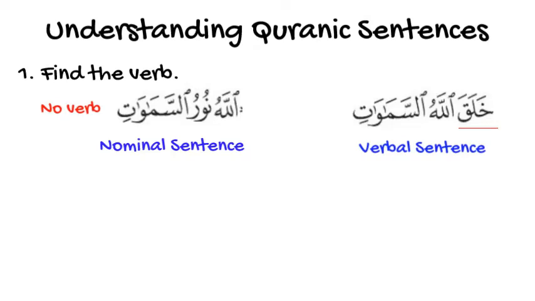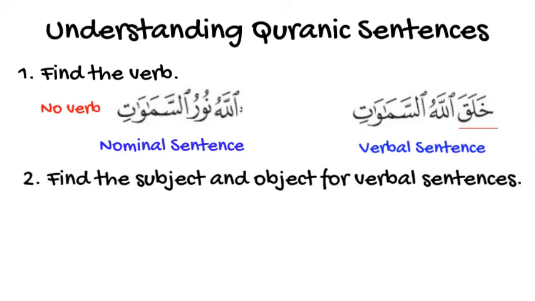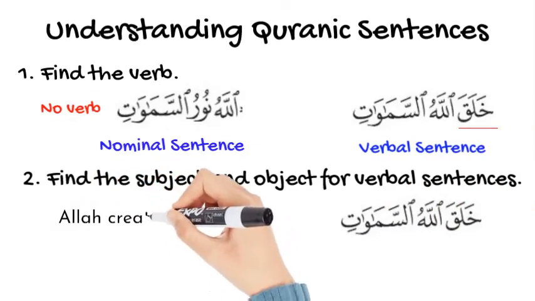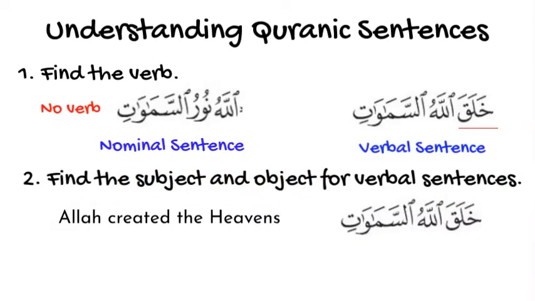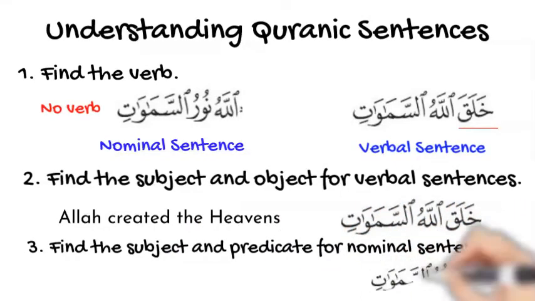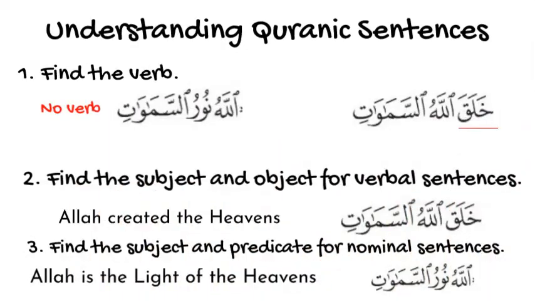So the next step, if this is a verbal sentence, is to find the subject and the object for that sentence. So خَلَقَ اللَّهُ السَّمَاوَاتِ. Allah, lafz al-jalala, is the subject, the doer of the verb. And as-samawat, the heavens, is the object. Now, for a nominal sentence, we need to find the subject and the predicate. So, Allahu Nour Al-Samawat, Allah, lafz al-jalala, is the subject, and Noor, or the light, is the predicate. So, Allah is the light of the heavens. And we don't use a verb to be, so Allah, the light of the heavens.